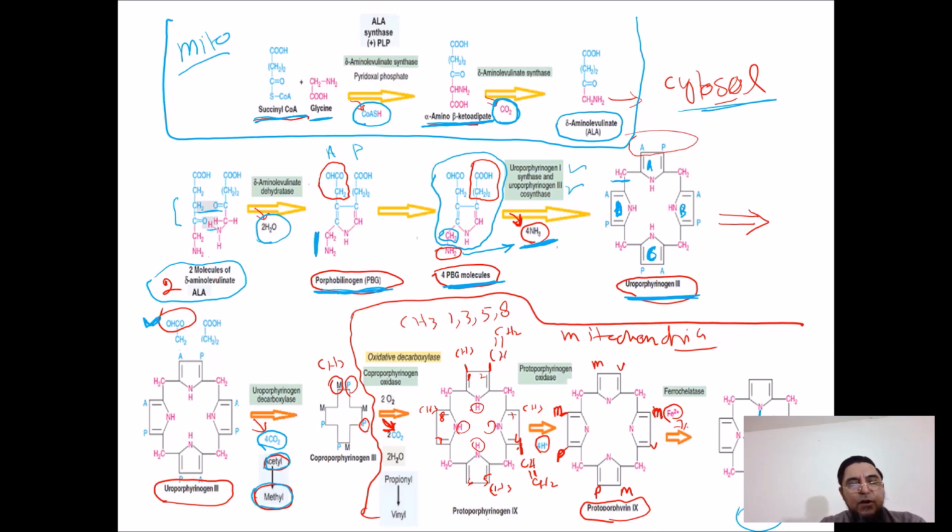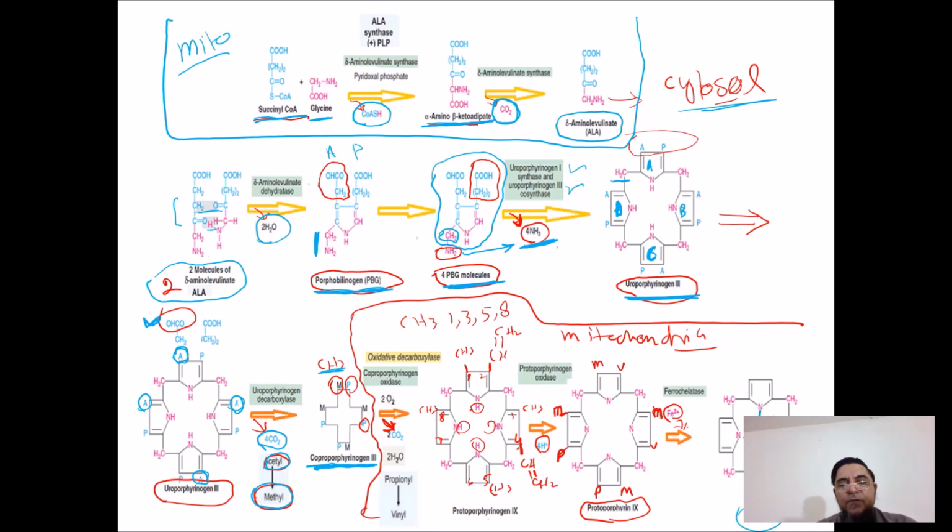So all these acetyl groups present at position 1, position 3, position 5, and position 8 will be converted into methyl groups. So now at position 1, 3, 5, and 8 you have a methyl group, CH3, by the removal of carbon dioxide. And the product is named coproporphyrinogen III. Now this coproporphyrinogen III will enter into the mitochondria again.